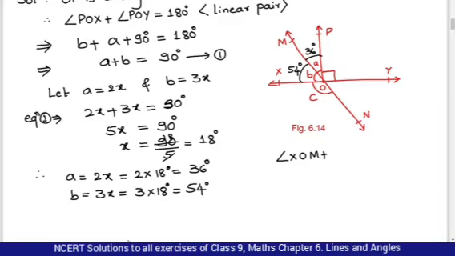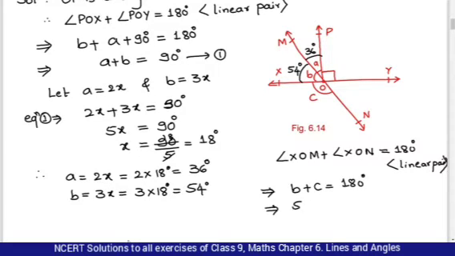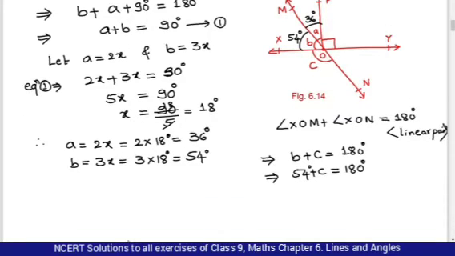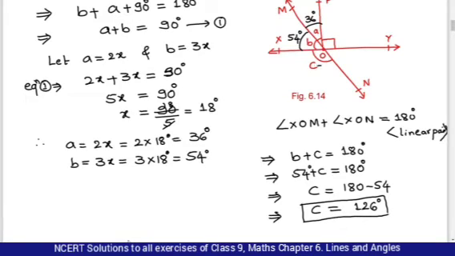Also, we have to find the value of C. Therefore, angle XOM plus angle XON is equal to 180 degrees, because it is a linear pair. Here, angle XOM is B plus XON is C, which is equal to 180 degrees. B is 54 plus C is equal to 180. Then C will be 180 minus 54. After subtracting, we get it as 126 degrees. So angle C is 126 degrees.